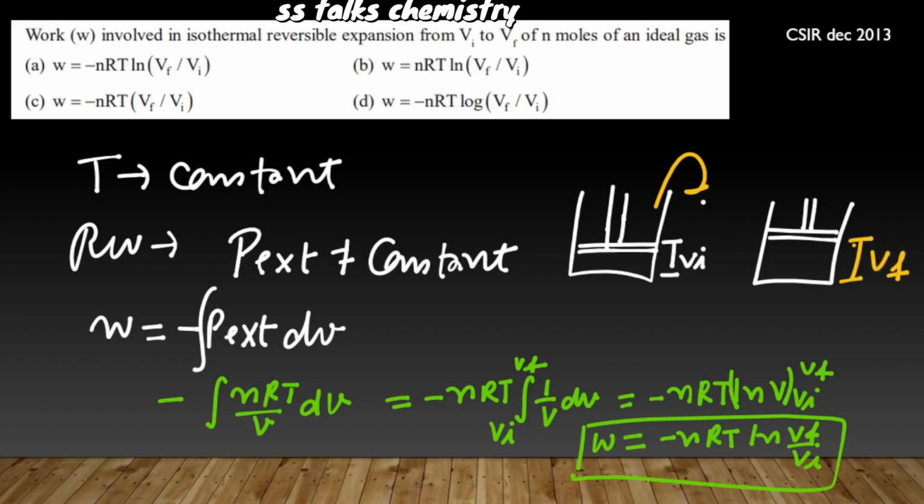So that means work is done by the system. Work done by the system is negative only, minus nRT ln of V final upon V initial. Option A is the right answer in this case. I hope it's clear. Okay.